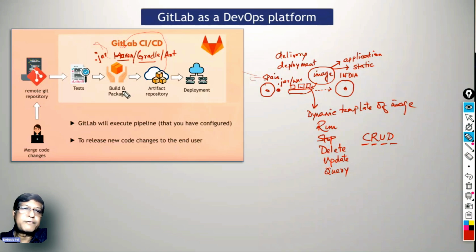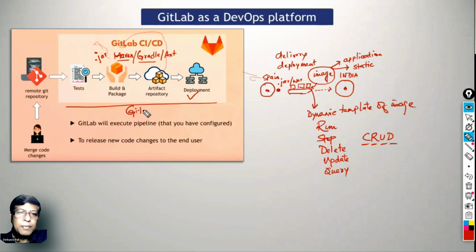So after the build and package, you have to do containerization. Okay. And once you do the containerization, now you are ready for the deployment. And all these activities can be done over the GitLab pipeline. If I understand this, more or less, I have understood the essence of GitLab. Any question?